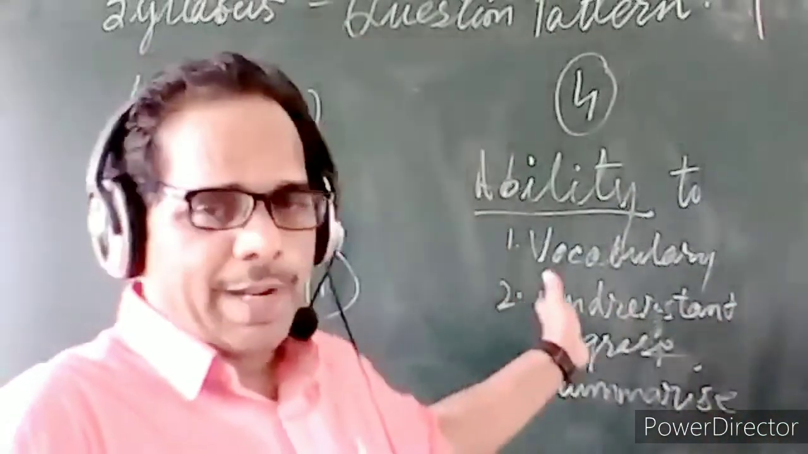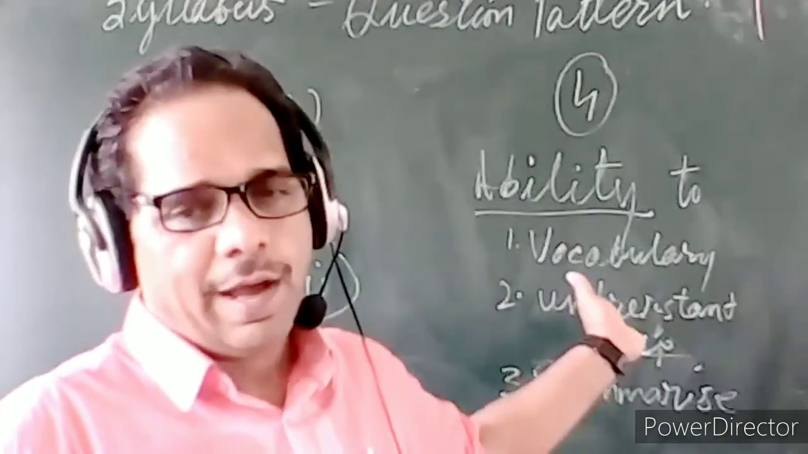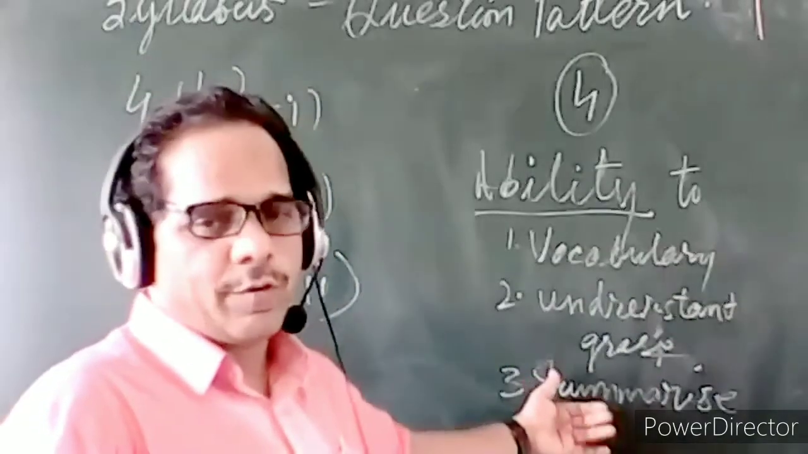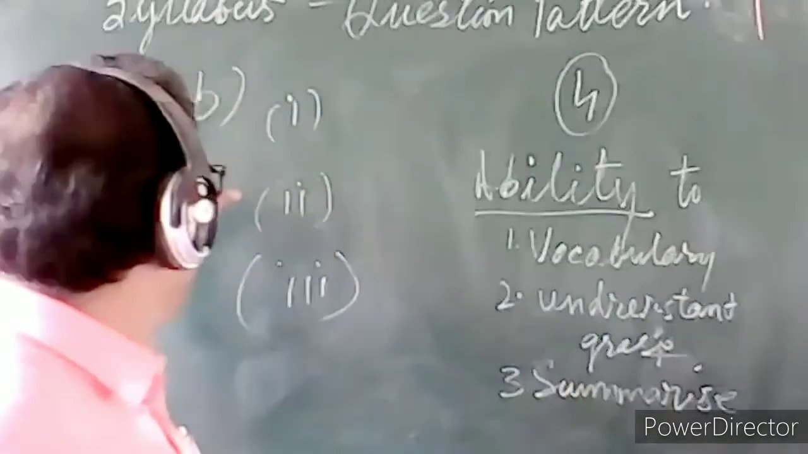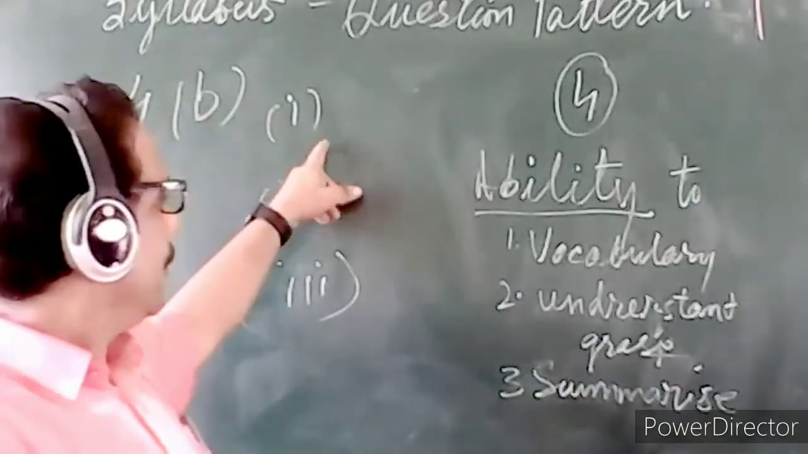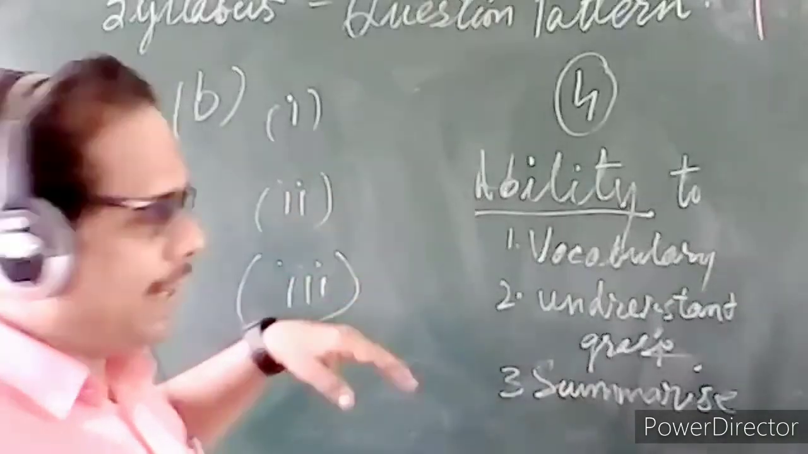Second one is your ability to understand or grasp. They'll ask you 3 questions based on the passage. How much have you understood the passage? And third one is your ability to summarize. That is question number C. So B are short answer questions. They'll ask you questions based on the passage. You have to answer. How to answer, that you will study.